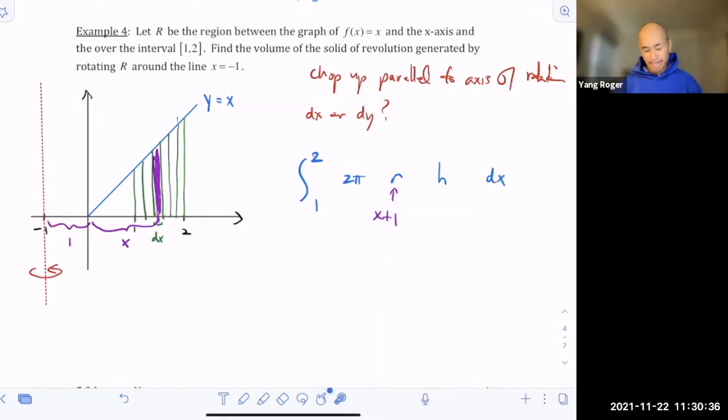Okay, good. A student privately messaged me and just said that briefly. I hope you guys can see the height is unaffected. The height is just going to be x. That's the function.